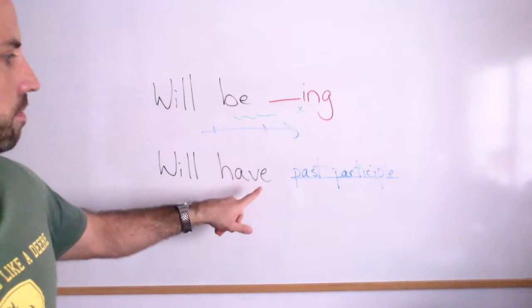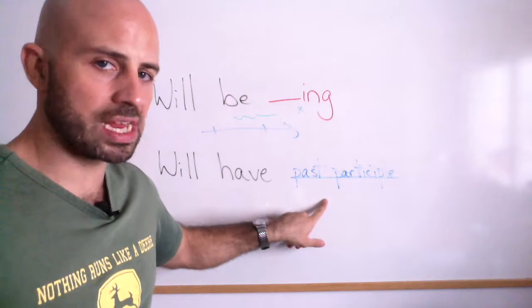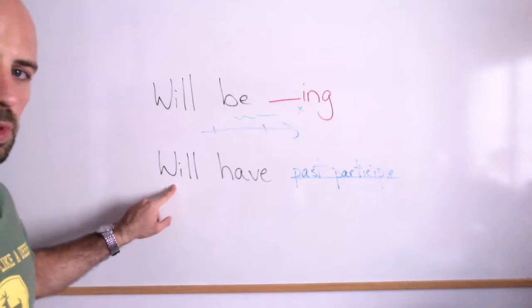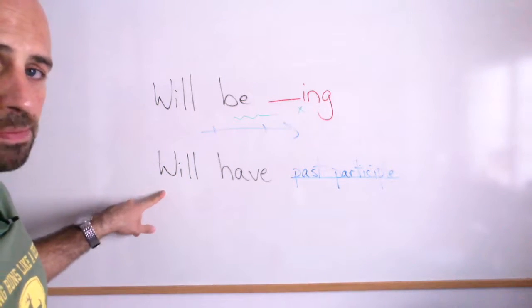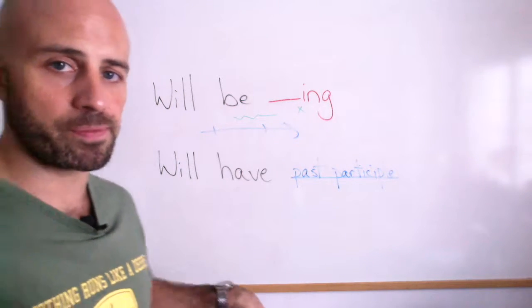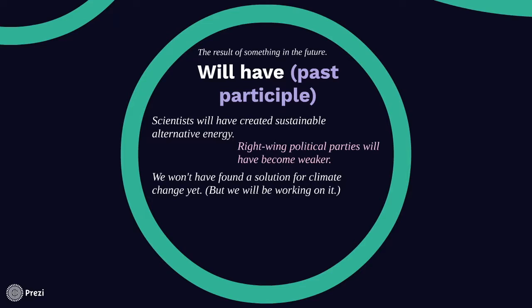The have and the past participle, those stay the same. We will or we won't have. That makes it positive, it also makes it negative. We will and we won't have found. And Great Britain will have left the EU.